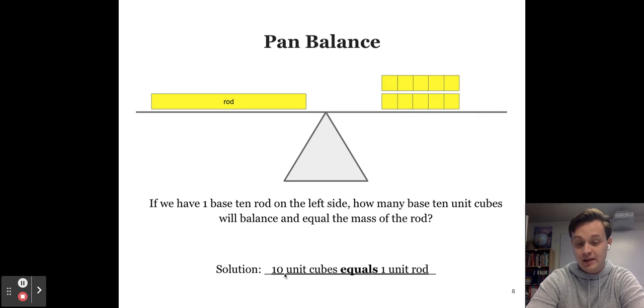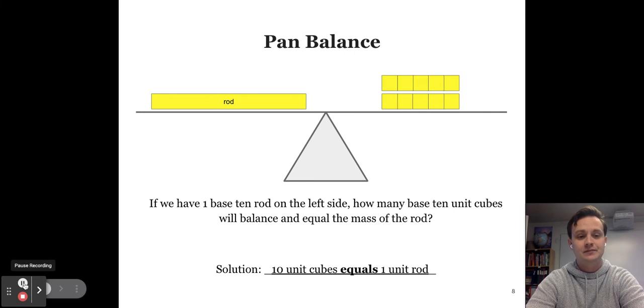I notice here that in my solution, I've written 10 unit cubes equals 1 rod. Do you think it matters which is on which side? It actually doesn't. I think this would be more clearly communicated if it did correspond to which side. But when we're talking about equals, we're just saying one side equals the other side. It doesn't actually matter what side of the balance it is.